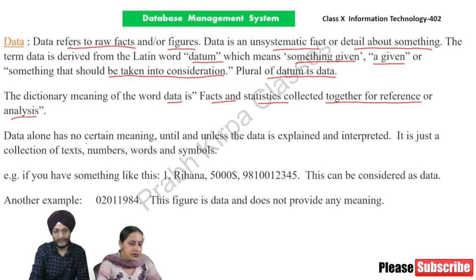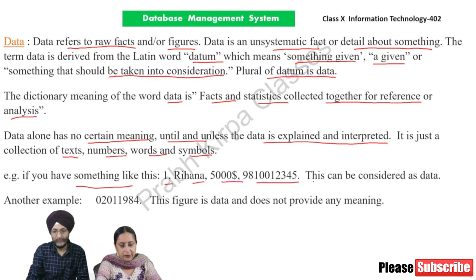Data alone has no certain meaning until and unless the data is explained and interpreted. It is just a collection of texts, numbers, words, and symbols. For example, if you have something like this one, Rihanna, $5,000, 98100123455, this can be considered as data. Another example, 020119884, this figure is data and does not provide any meaning.